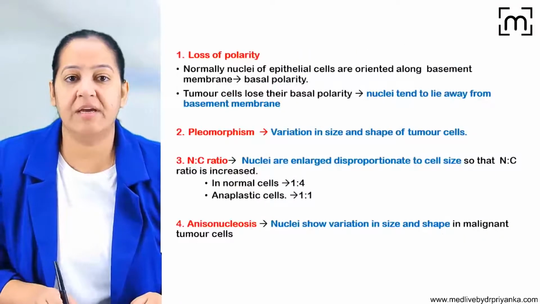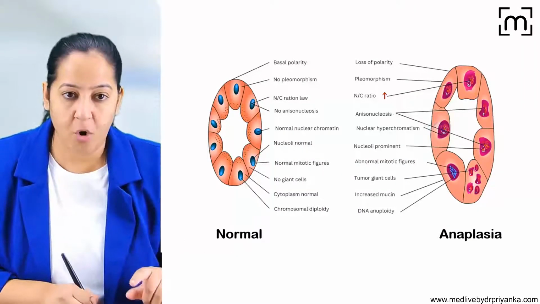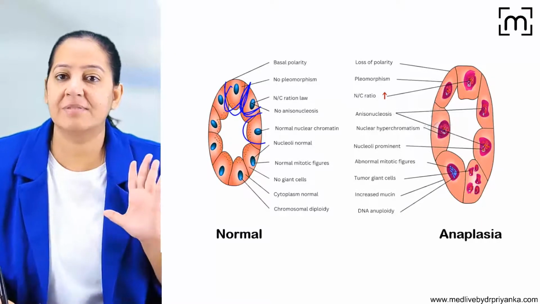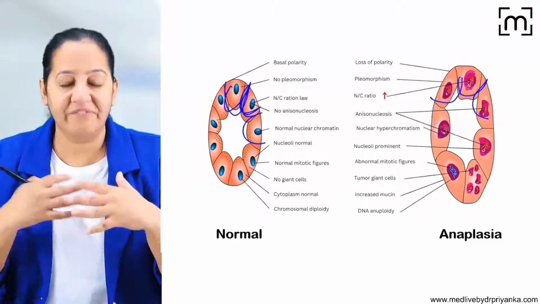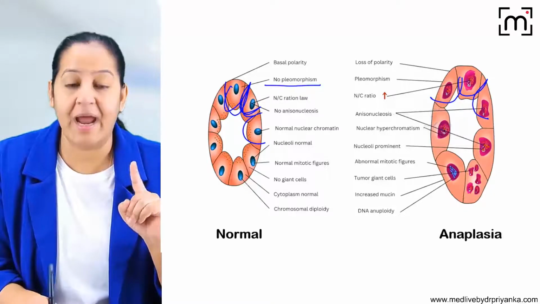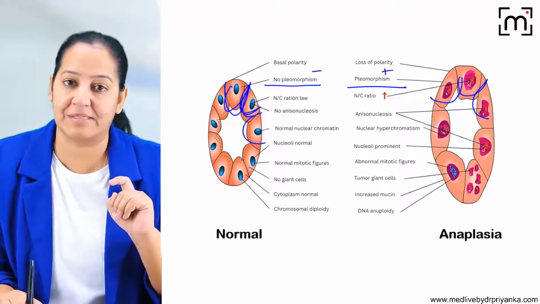The next feature here is the pleomorphism. The second feature is the pleomorphism. Here you can see all the cells are same shape, same size. Here some cells are small, some are normal, some are large. So variation in size of the cell. So normally pleomorphism is absent and here pleomorphism is present. Here in anaplasia, pleomorphism is present.